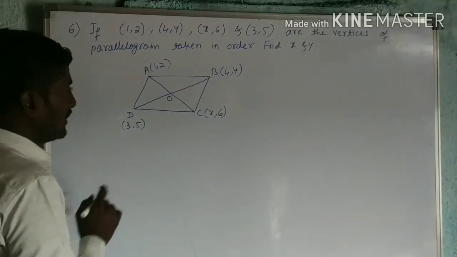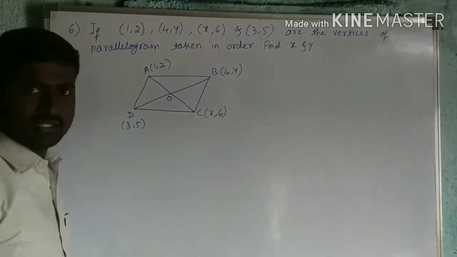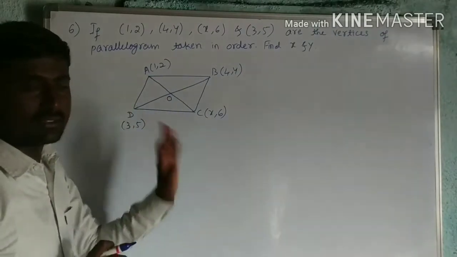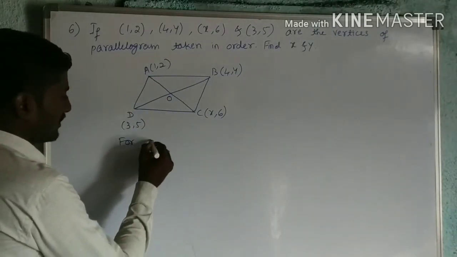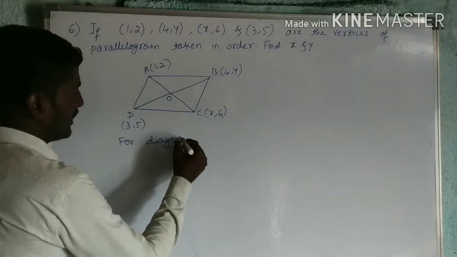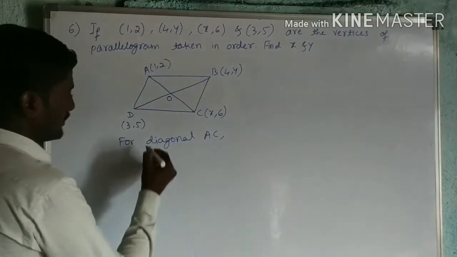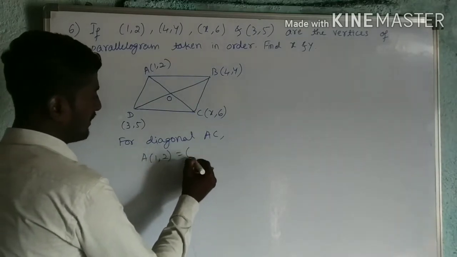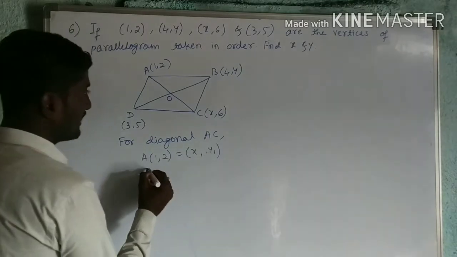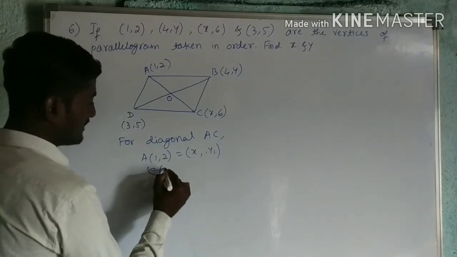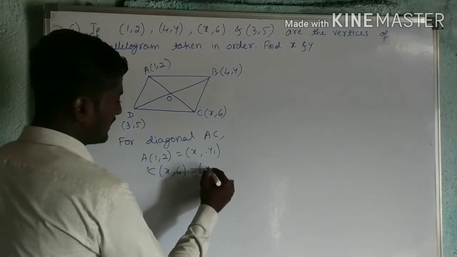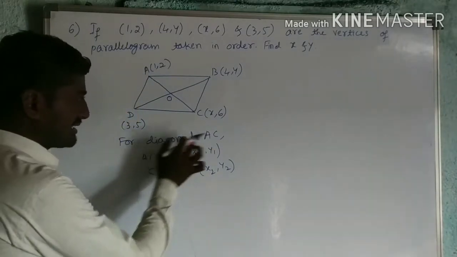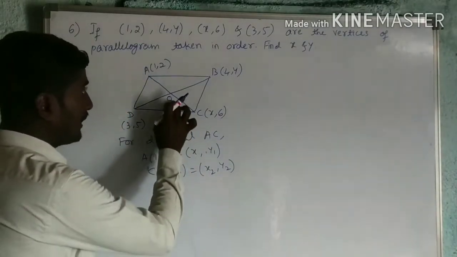For that, I will take the diagonal AC first. For the diagonal AC, I am going to find the midpoint O first. The first point A is 1 comma 2, which I will take as x1 comma y1, and the second point C is x comma 6, which I will take as x2 comma y2. Now for this diagonal AC, O is the midpoint of AC.